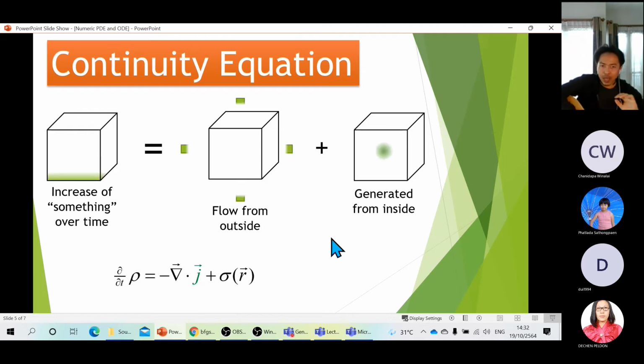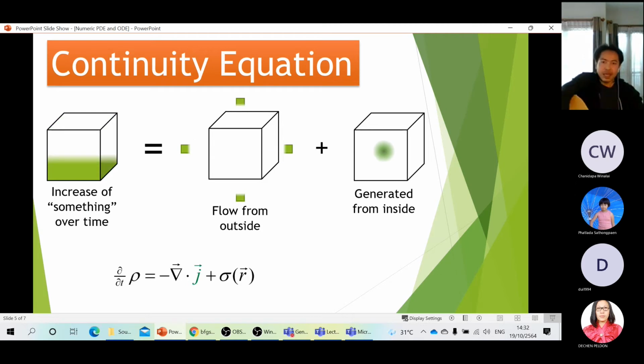Okay, let's look at that animation. On the left we have something that's increasing. It's getting more and more, maybe water or something. Now this comes from two ways. First, it must flow from outside into the box, like that. And additionally, it can also be generated from inside the box. These two added together give you the total increase of that thing over time. Anything, gas, liquid, or something.